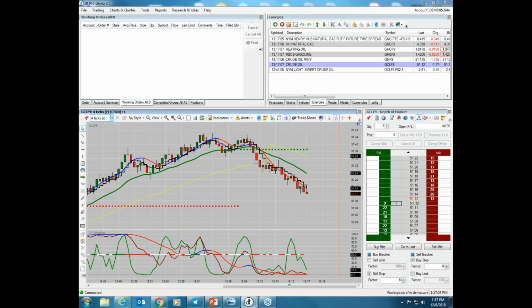Crude setting up for a potential short. Okay? Notice the bearish cross right away. That MA1 is green. So hang on.